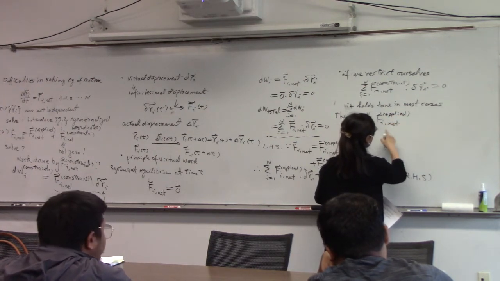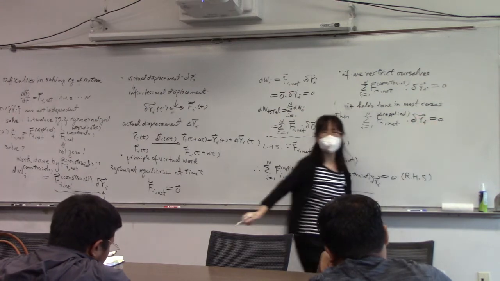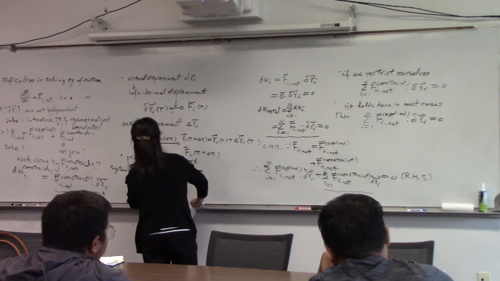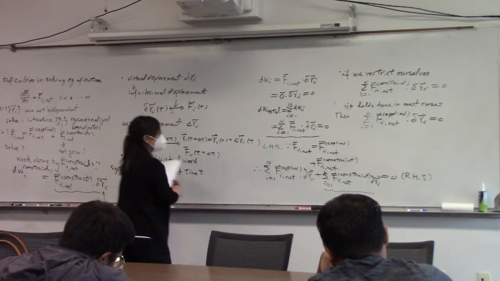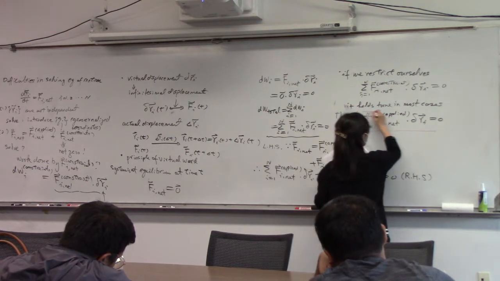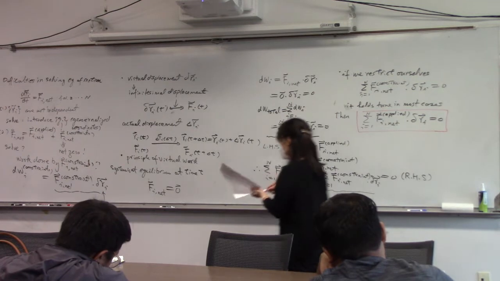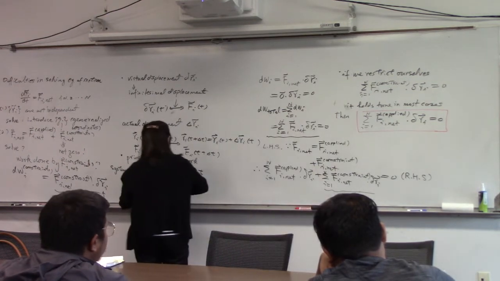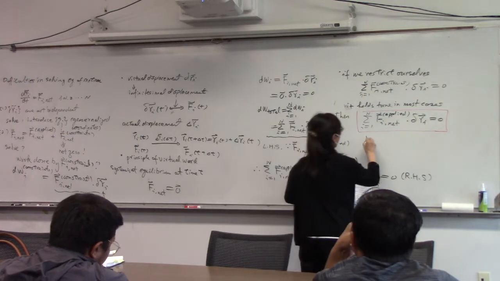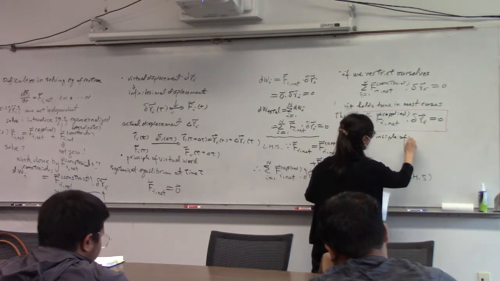Here I still use 9. We immediately got this. So this is the so-called important principle of virtual work. That means all the applied forces do work on the system at equilibrium, and altogether it is equal to 0. That is the so-called principle of virtual work.